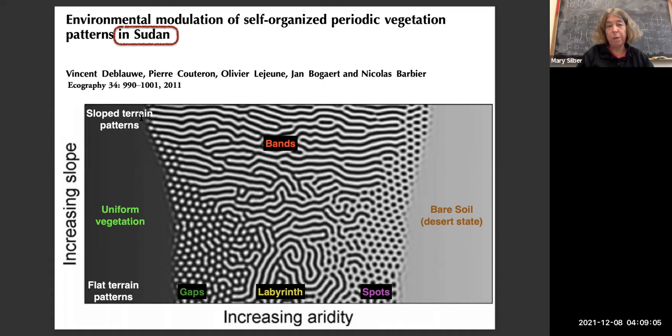If there's a slope, though, then these patterns that are associated with the flat terrain get taken over by what are called the banded patterns. And everything that I'm going to be doing in the model I talk about today is focused on these banded patterns.